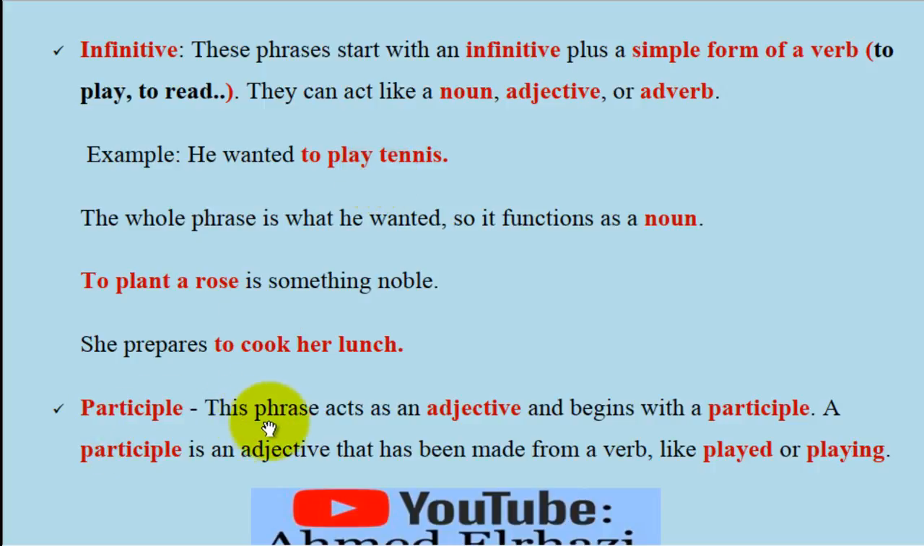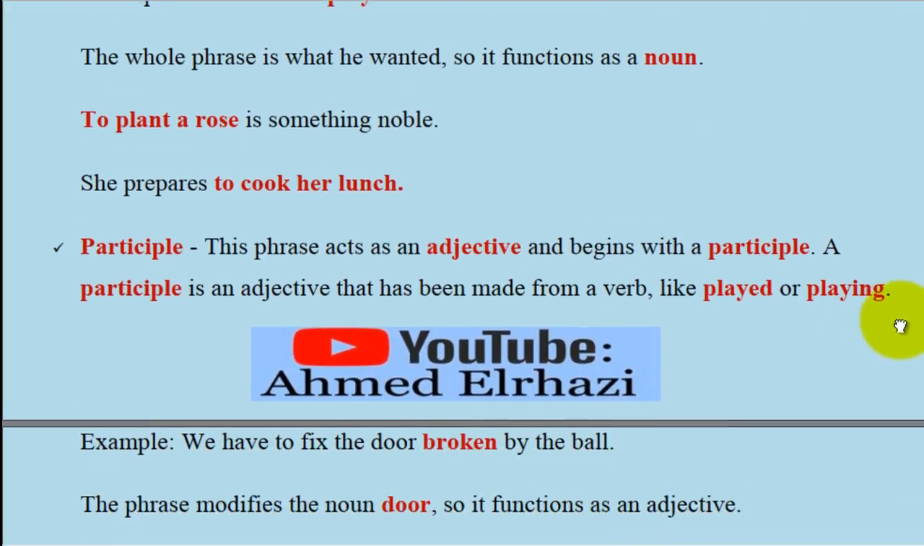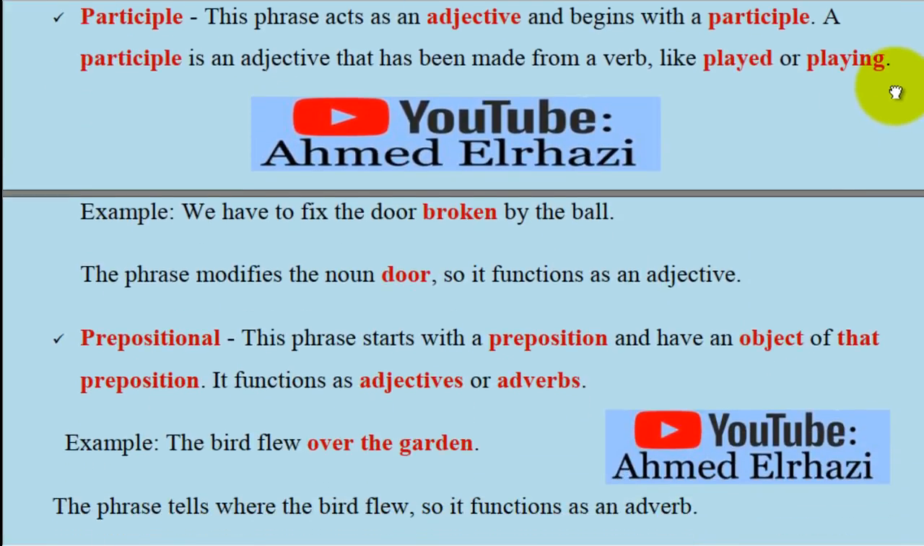Participle. Participle, this phrase acts as an adjective and begins with a participle. شنو هو participle؟ أولا الphrase قلنا acts as an adjective تدير عمل ديال adjectives and it starts with a participle. A participle is an adjective. Participle هو واحد الadjective that has been made from a verb. إلا شديتي شي verb وقديتي منه الadjective تتسمى participle. Adjective participle بحالاش like played or playing تا ing. Okay وخلينا نشوفها من بعد as gerund.